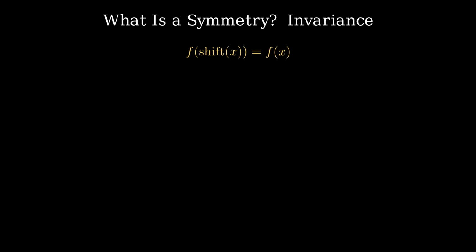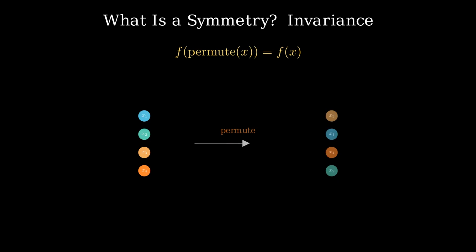The second example comes from functions on sets or point clouds. A 3D point cloud representing an object is just a collection of points. There is no natural canonical ordering among them. Any function that correctly describes the shape must produce the same output regardless of how those points are ordered. This is permutation invariance, and it is the defining property of architectures like PointNet that process unordered 3D data.